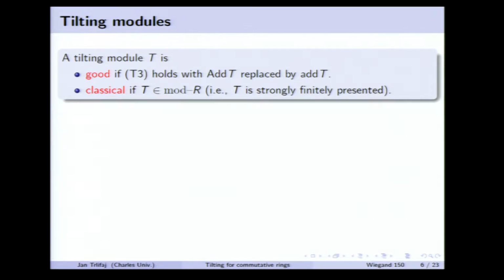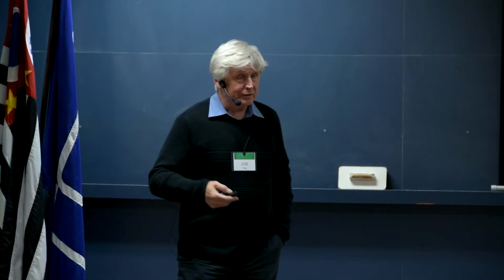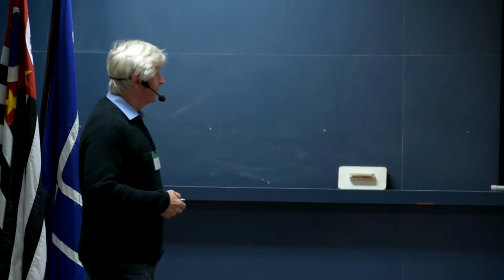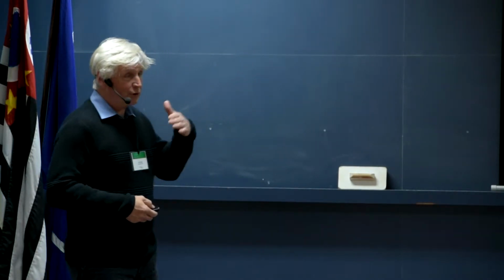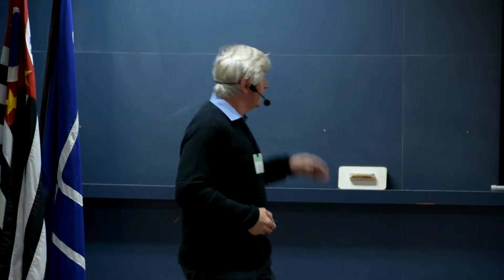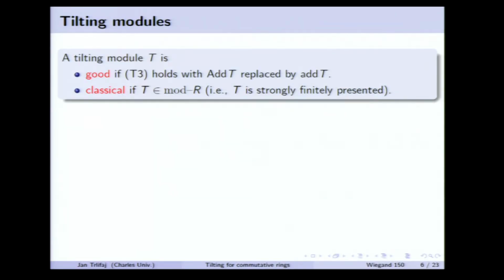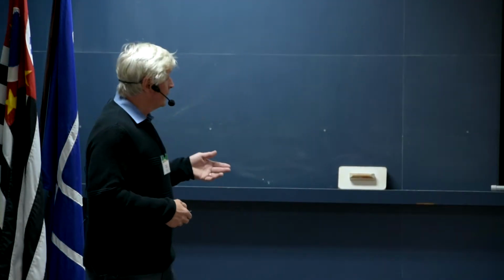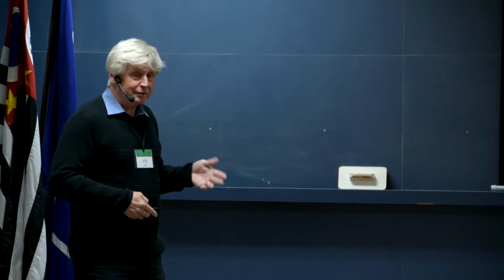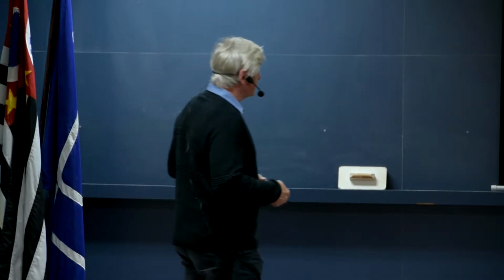And classical is the tilting module which is finitely generated, or more precisely, strongly finitely presented, which means it has a projective resolution consisting of finitely generated projective modules. And the resolution is finite, of course. So it's the same as finitely generated for Noetherian rings, the same as finitely presented for coherent rings, or right coherent, but otherwise it's a stronger notion than finitely presented in general.